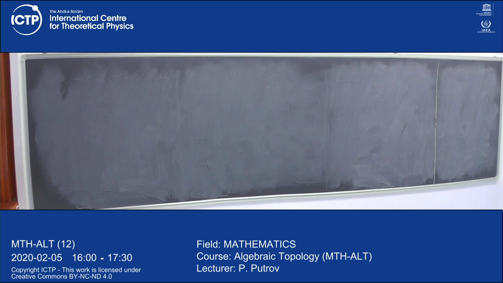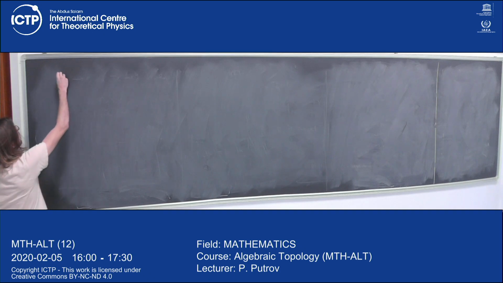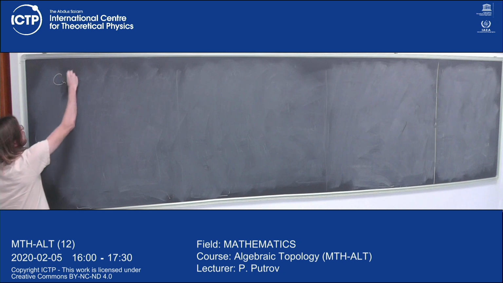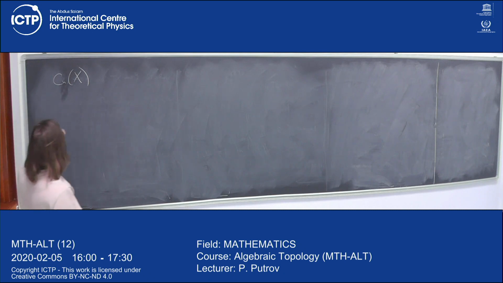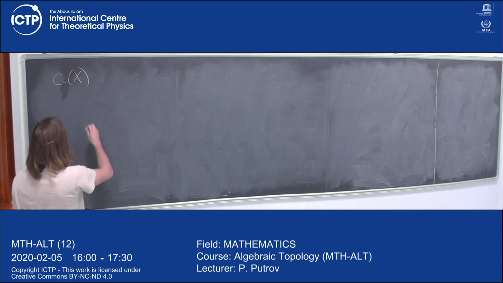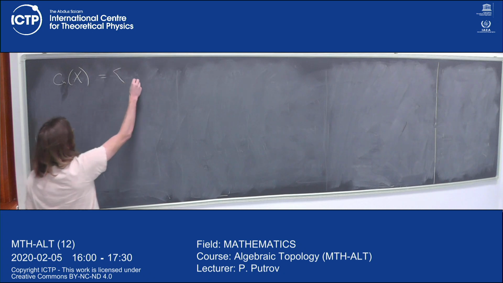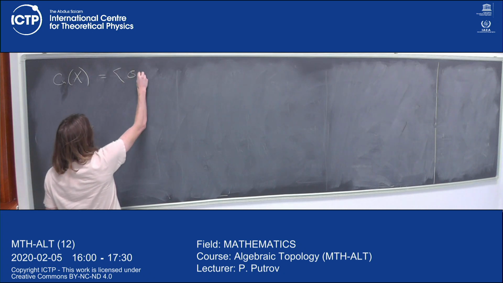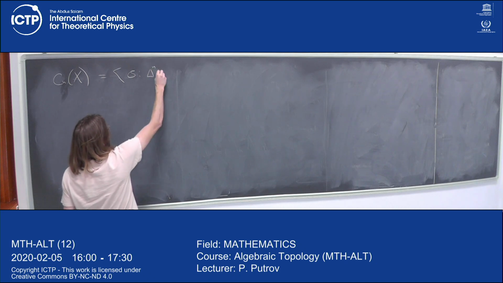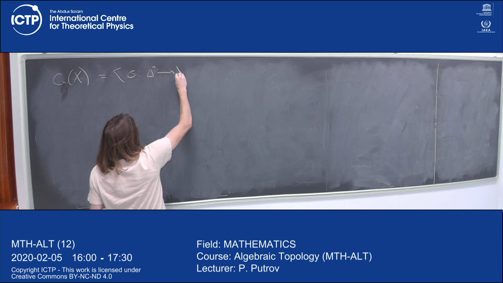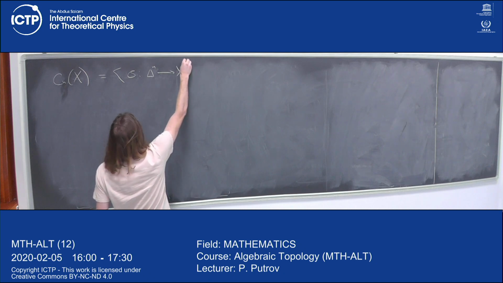Quick reminder of what happened last time. So we defined the singular chain complex for a topological space X. We defined a sequence of abelian groups labeled by non-negative integers, Cn. For each n, this is an abelian group generated by all possible continuous maps from the n-simplex to X.